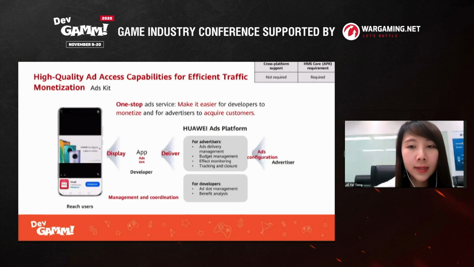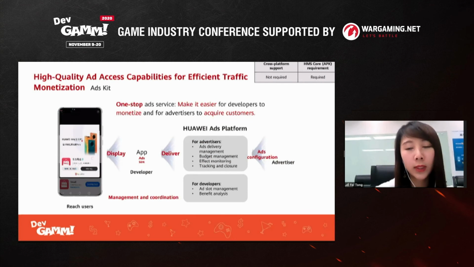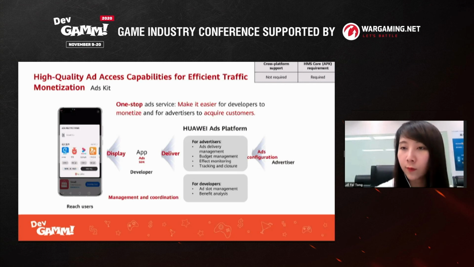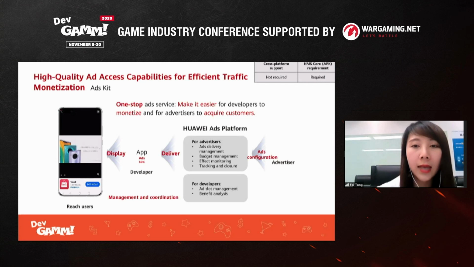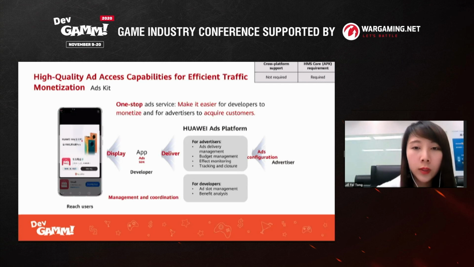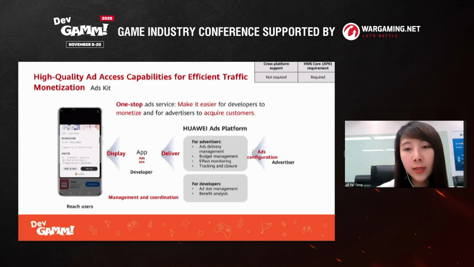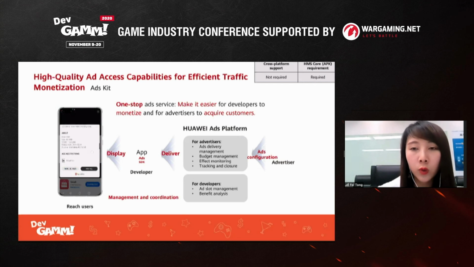Another monetization method is advertisement. Huawei builds one-stop advertisement services for developers. In our ads platform, advertisers could easily manage the budget, deliver their ads, and also monitor the ad effects. Developers could also easily match your ad slots to receive ads and analyze your ads revenue.